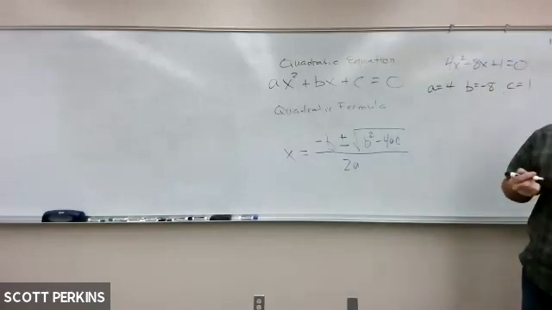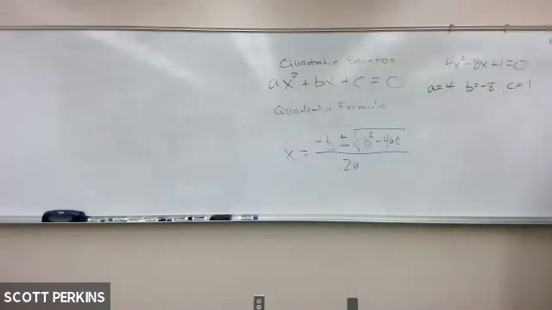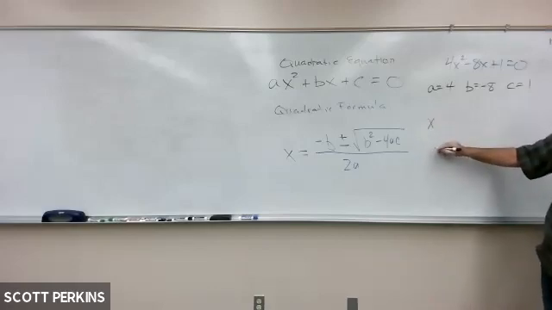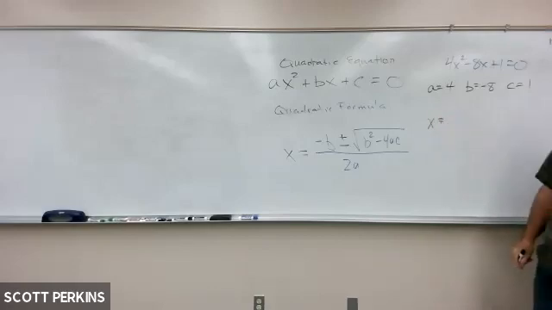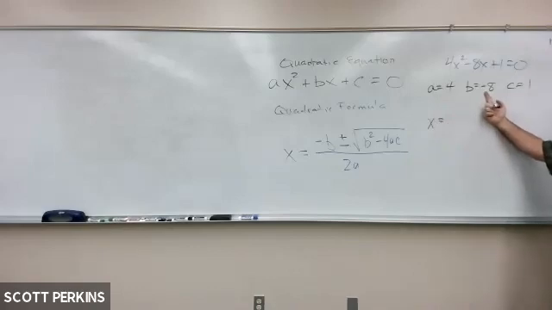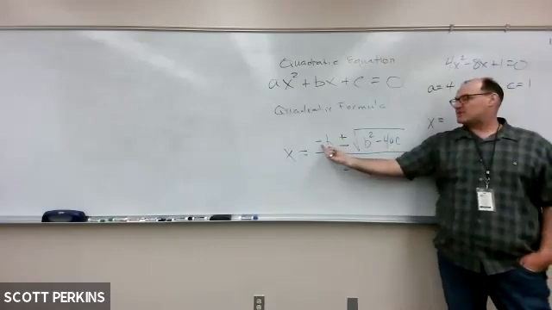So, I mean, the most important step is this next one, plugging in the numbers in the right place. And then it's just an arithmetic problem. So my solutions, my x's, are going to be negative b. So if b is negative 8, what is negative b?